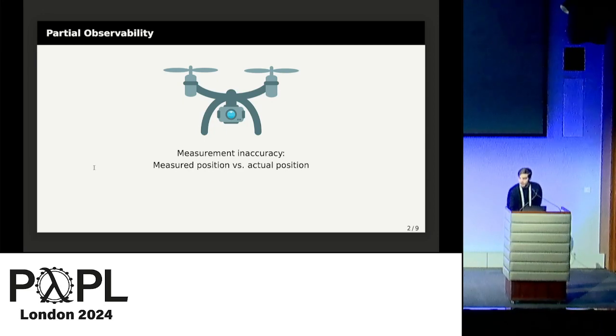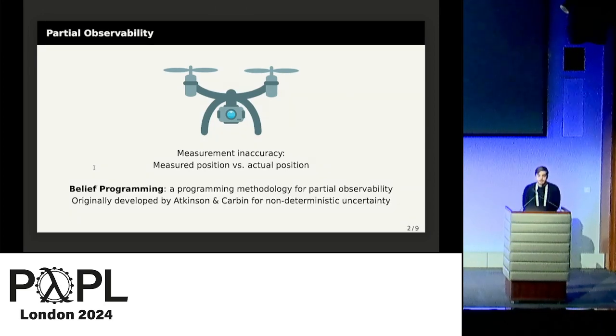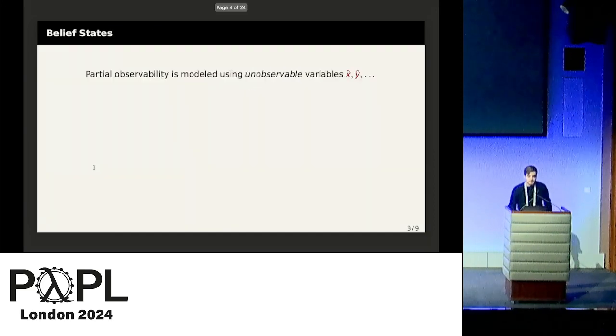This problem was addressed for non-deterministic uncertainty by Atkinson and Carbon with belief programming, and our work was to lift this approach to probabilistic uncertainty. So the key idea of belief programming is to use unobservable variables, which are variables where the value is not accessible to the developer, to model partial observability.